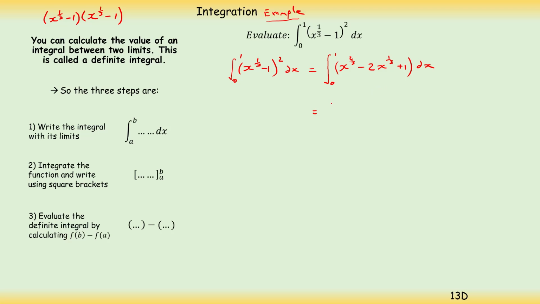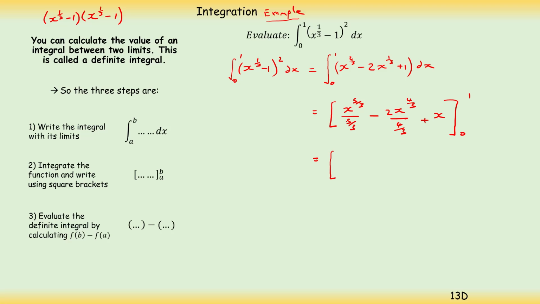So we bring our square brackets in and add 1 to the power, so that's going to be 5 over 3. So x to the power of 5 over 3 divided by 5 over 3, minus 2x, add 1 to the power, so it becomes 4 over 3, divided by 4 over 3, plus x, and that goes from 0 to 1. Okay, let's simplify.